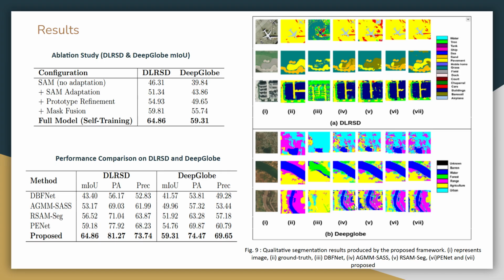In the results, in the ablation, we can show that each component contributes progressively. And in the performance comparison, we can see that our proposed model has outperformed both classical point supervised as well as recent SAM based methods. This demonstrates that reliable pseudo label refinement is more important than simply using a foundation model. Similarly, through the qualitative analysis, we can see that our proposed model is closest to the ground truth.